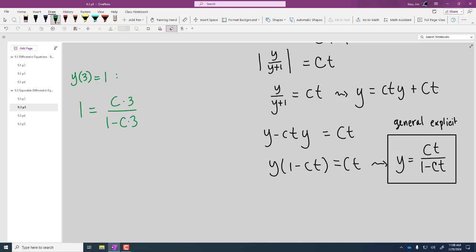Calc 2, man. Algebra and trig central. So we have that, multiplying both sides by that right side denominator. Add and divide, and we get that C is equal to 1 over 6. So that tells us that y is equal to 1/6 t divided by 1 minus 1/6 t.